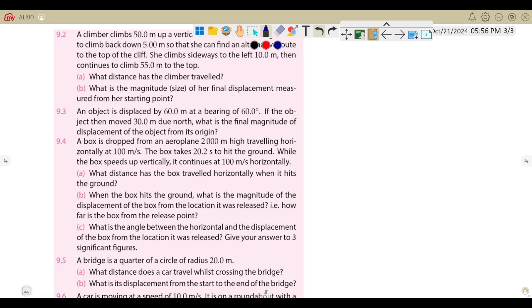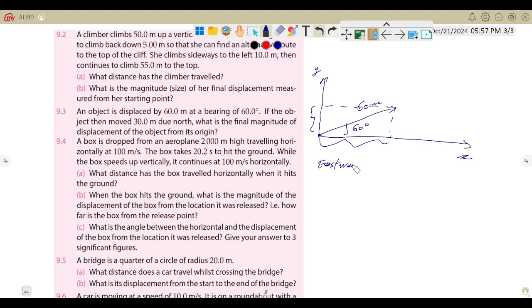So to break this into components, we can identify two components here: the eastward and the northward components. We can just make it like this. Here we have 60 degrees and the distance is 60 meters. Let's name this x and this one y. The two components are this distance and this distance. So let's name this the east components. That would be equal to what?